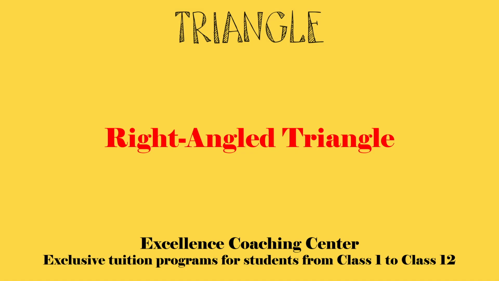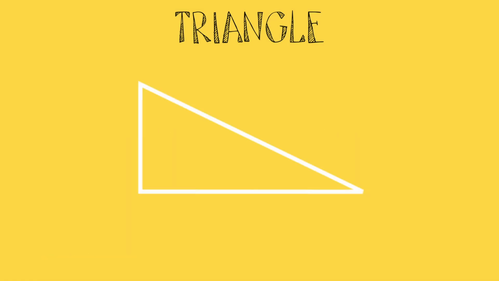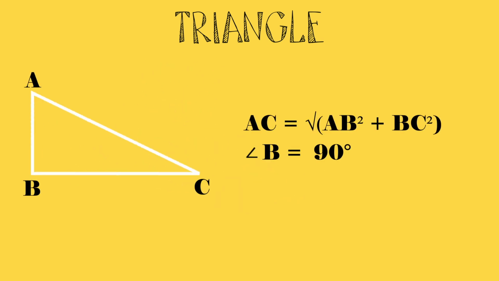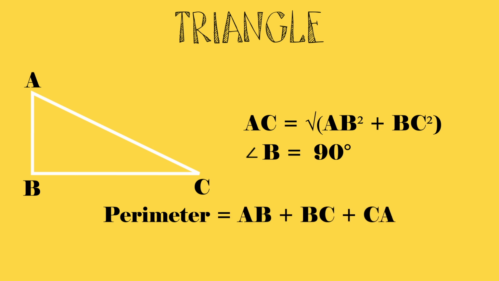Right-angled triangle. A right-angled triangle is distinguished by its 90-degree angle. The perimeter of a right-angled triangle is the sum of all its sides. The area of a right-angled triangle is half the product of its height and the base.